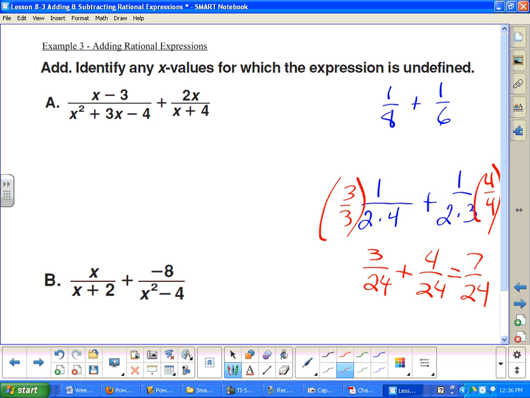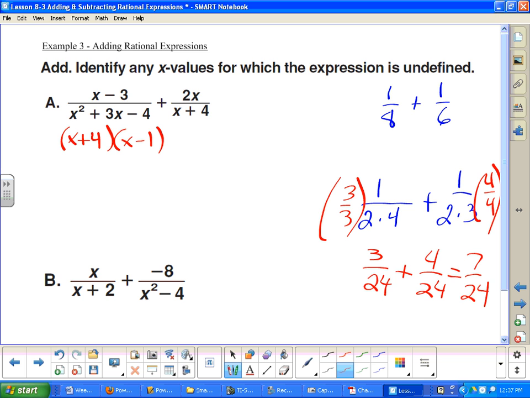So the first thing we need to do is factor. So we'll factor x squared plus 3x minus 4. What do I get when I factor that? x plus 4 and x minus 1. So hopefully when I factor, I can have at least one of the denominators that are the same. So when I look at these denominators, what does the one on the left have that the one on the right doesn't have? It doesn't have x minus 1.